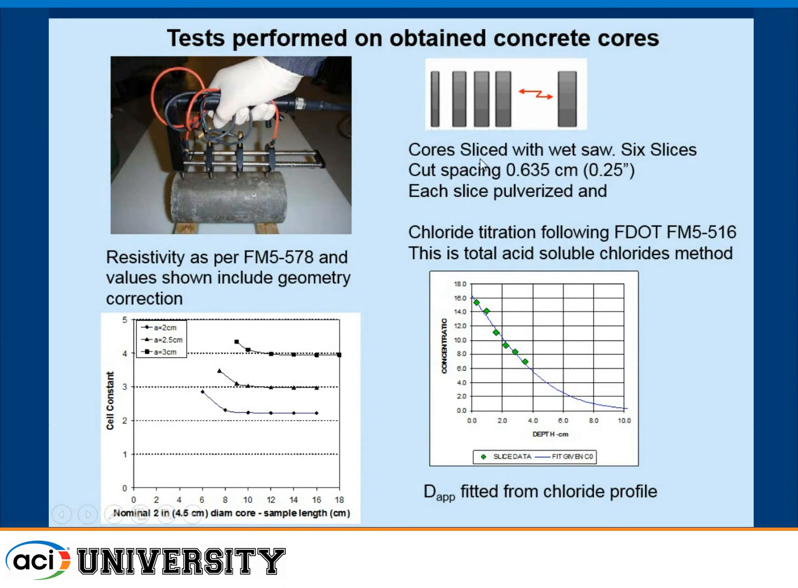With respect to the slicing to get the chloride profiles, we sliced them in sections of 0.25 inches or 0.635 centimeters each. They were pulverized and then, using the FDOT method, an acid-soluble method, we obtained the total amount of chlorides.